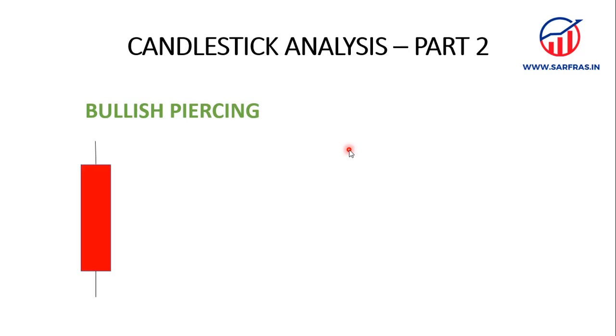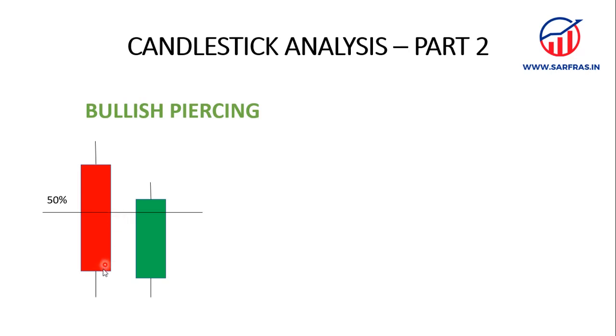The first is the bullish piercing. You can see the first candle in the formation is a bear candle. As I told you, a bear candle would be red in color and a bull candle green. So this is a bearish candle formation. Then you have the 50% line, which is half the length of this candle, and then the bullish piercing.